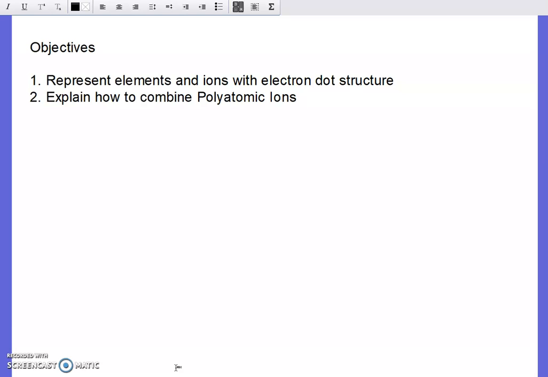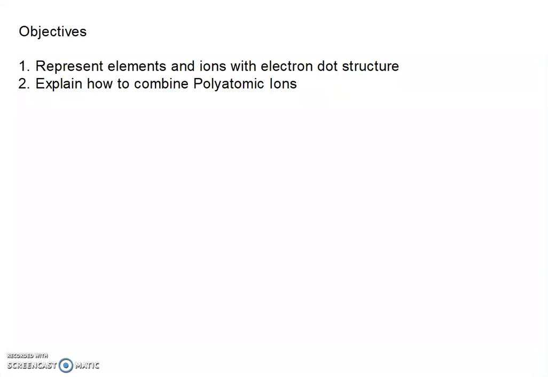Hopefully everything went well with combining ions that we talked about right before break. So today we're going to hit on a couple of things. I'm going to show you how to represent elements and ions with electron dot structure. I promise it's super simple. And then we're going to go through how to combine polyatomic ions, which are obviously a little bit different than the binary ionic compounds that we talked about. So this is going to be a little more complicated. So kind of that next step, if you will.